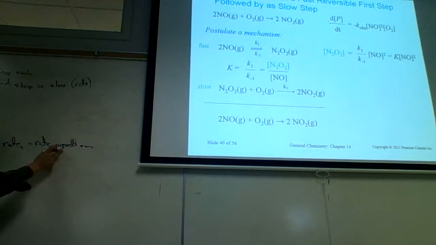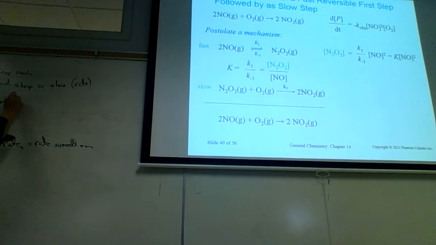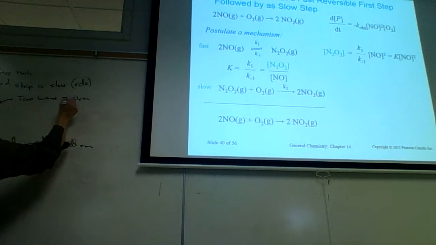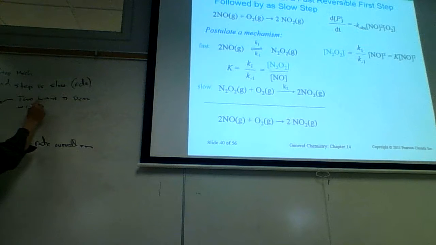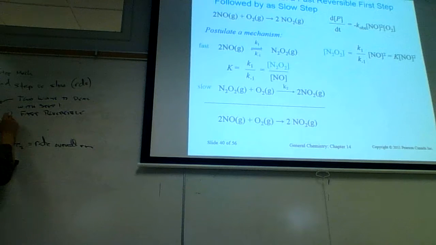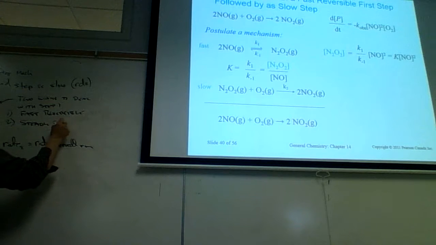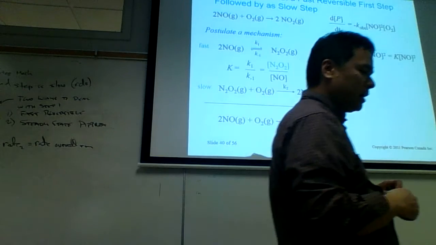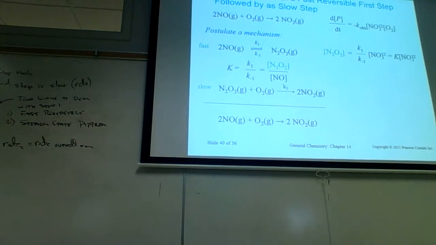But in order to get the rate of the overall reaction, we have to look at step 1. There are two ways to deal with step 1. The first way is using fast reversible. The second way of doing this is by using the steady state approximation. Okay, we're going to do it both ways. Let's see what happens.